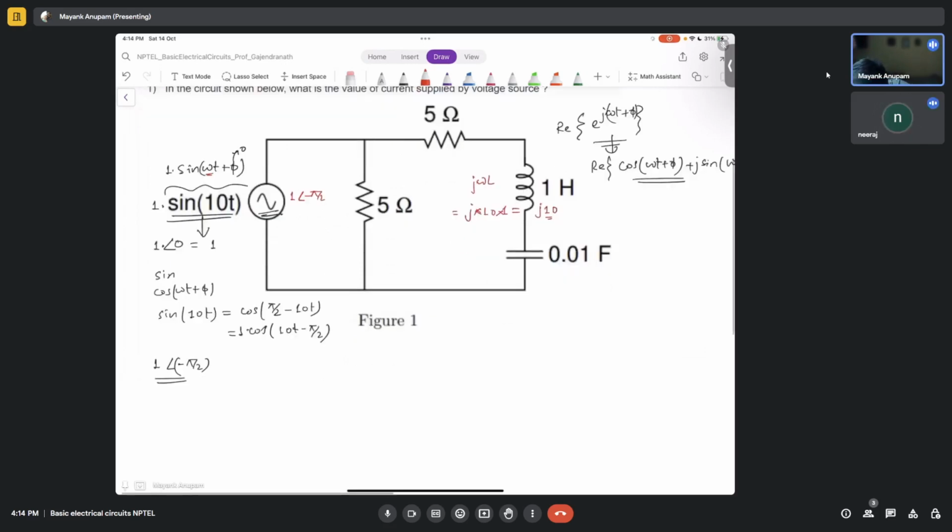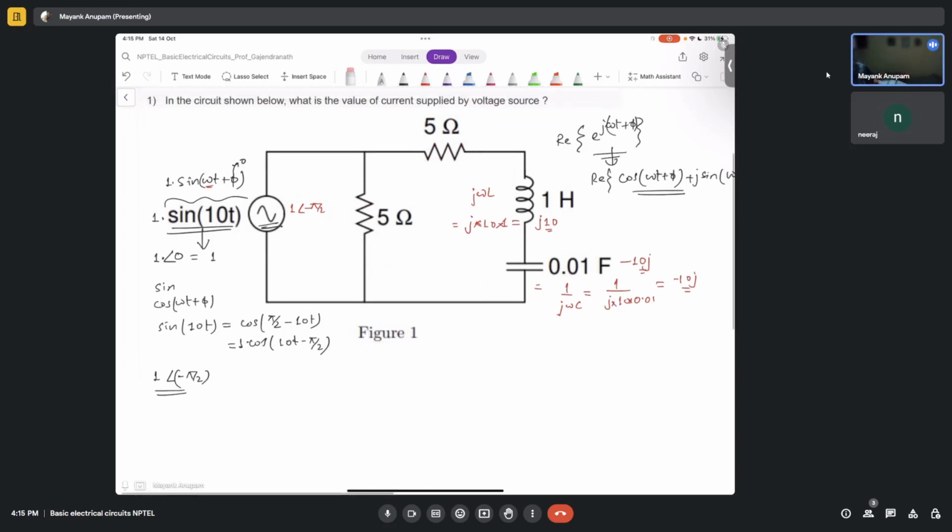Similarly, the capacitor impedance will be 1 over j omega C, which is 1 over j times 10 times 0.01. That is 1 over j0.1, which gives minus 10j. What about the resistors, do they change or remain the same? They remain the same, because there is no frequency dependence in resistors.